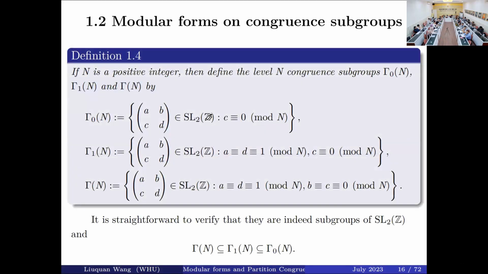Then now we will turn to the subgroups of the modular group, which are called the congruence subgroups. So now let's define three kinds of congruence subgroups for SL2(Z). Let N be a positive integer, then we define the level N congruence subgroups Gamma_0(N), Gamma_1(N), and Gamma(N) by these three sets. So Gamma_0(N) means all 2x2 matrices in SL2(Z) whose lower left entry is divisible by N.